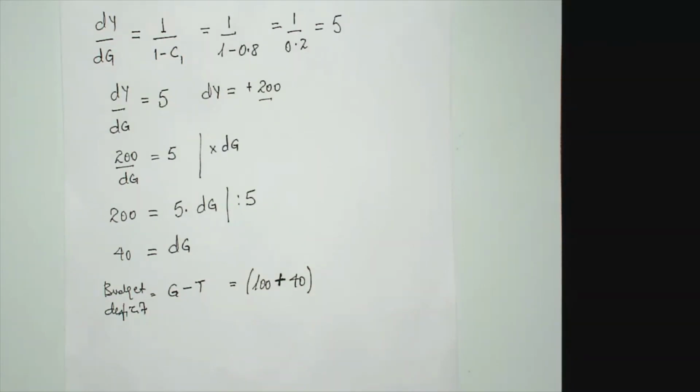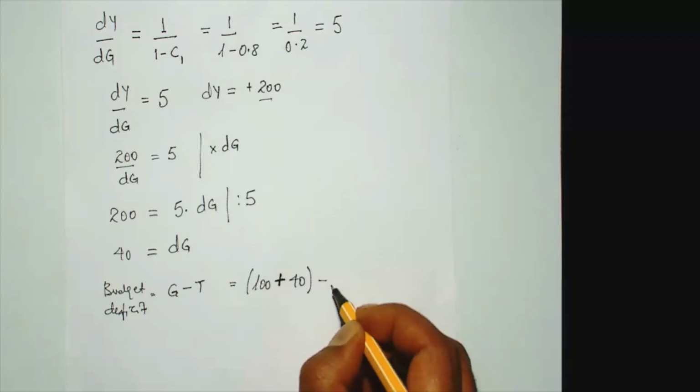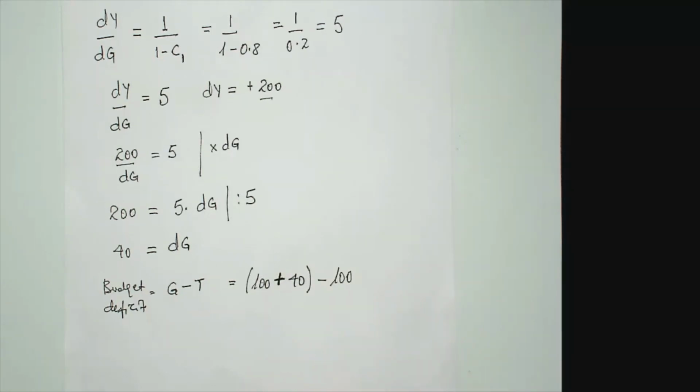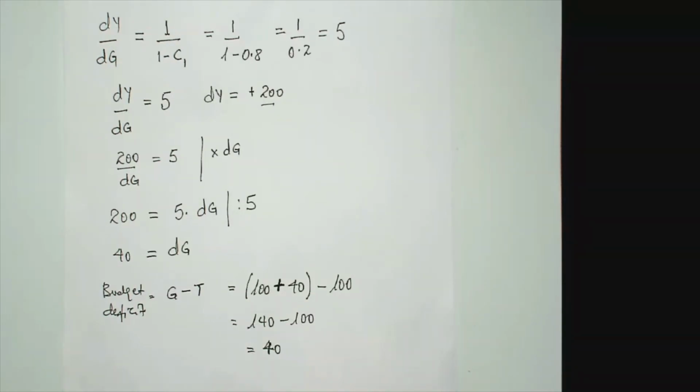So this is to say, from scenario B, we had a government expenditure of 100, but in order to keep the level of income at 600, we have to add 40 to the government expenditure, which we secured from the government expenditure multiplier. Our tax remains constant at 100, so we would have a new budget deficit of 140 minus 100, which would give us an amount of 40.